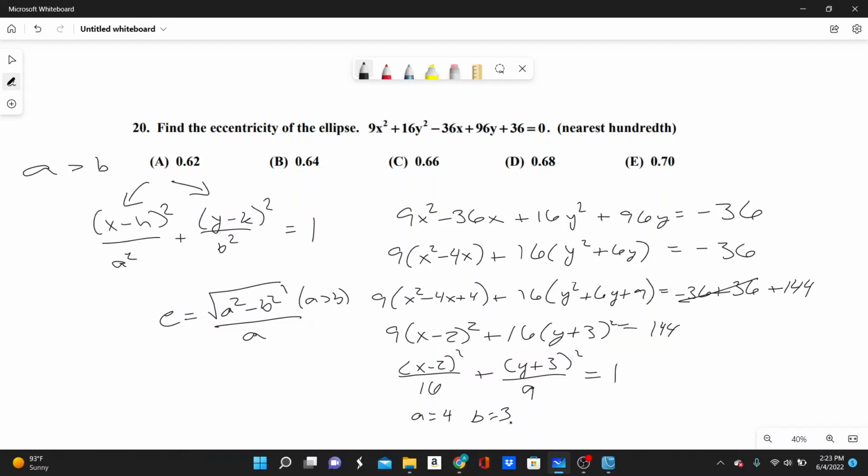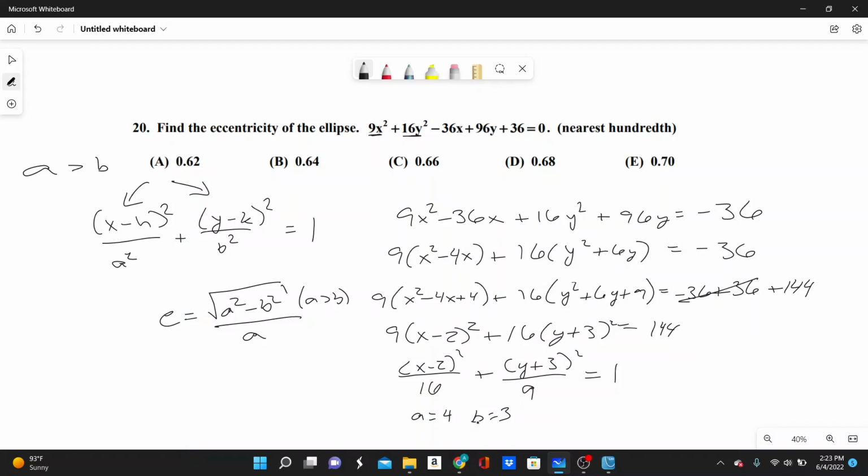In fact, if you wanted to take a shortcut, you really could figure this out from the beginning, because you're always going to have to divide by something that will give you 1 in the end on the right. And so you really could have just looked right here at this 9x squared and the 16y squared to find out what a and b were going to be.